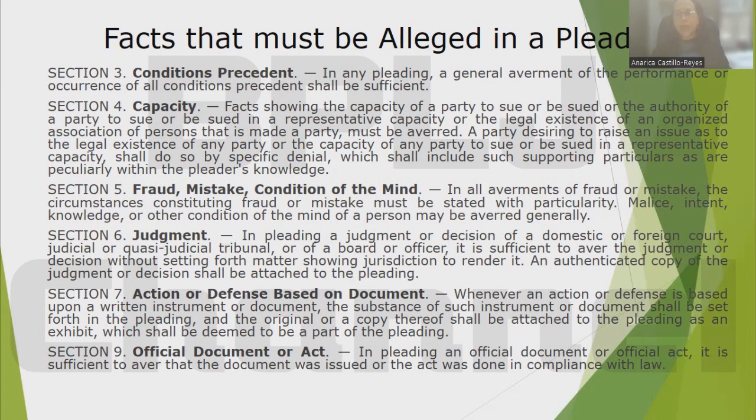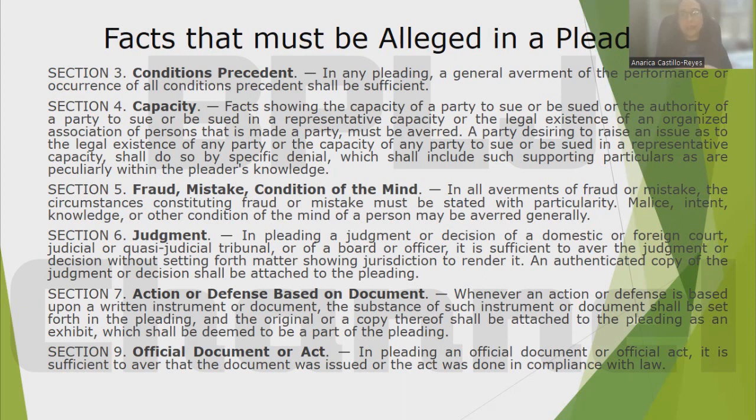Okay. What are the facts that must be alleged in a pleading? The following must be alleged in the pleading. First, conditions precedent. A general averment of the performance or occurrence of all conditions precedent shall be sufficient. An example of this would be in all disputes or cases involving members of the same family, it is required to state in the pleading that efforts towards amicable settlement were exerted, but the same has failed. So the complaint must state that, otherwise it can be dismissed for failure to comply with a condition precedent.